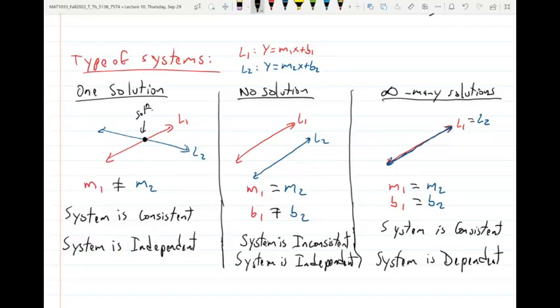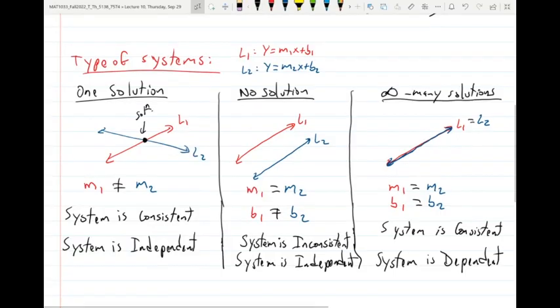Okay, so that's the classification, the type of systems that we're going to have. Before you even solve, you can tell all of this by just looking at the equations. All you have to do is write in slope intercept form, look at it, and you will know exactly where you are. If you are here, then you don't even need to solve. Just say, there's no solution because slopes are equal and y-intercepts are different. So you stop.